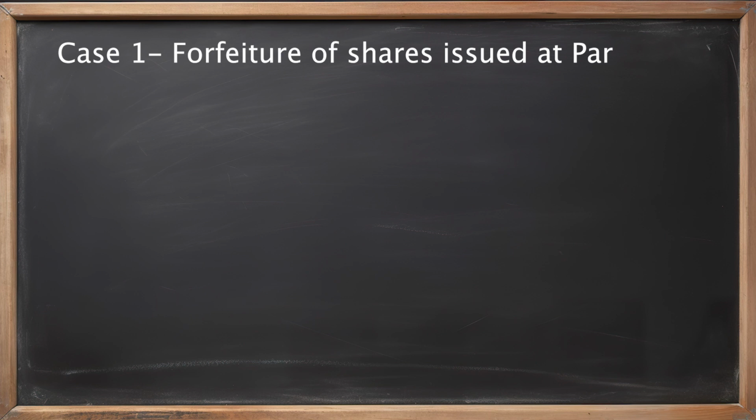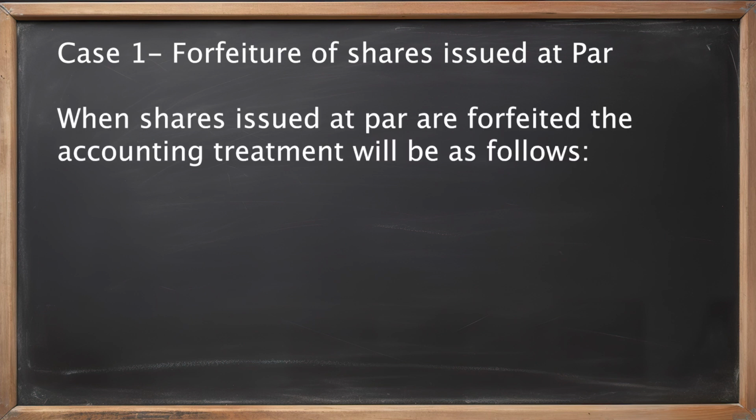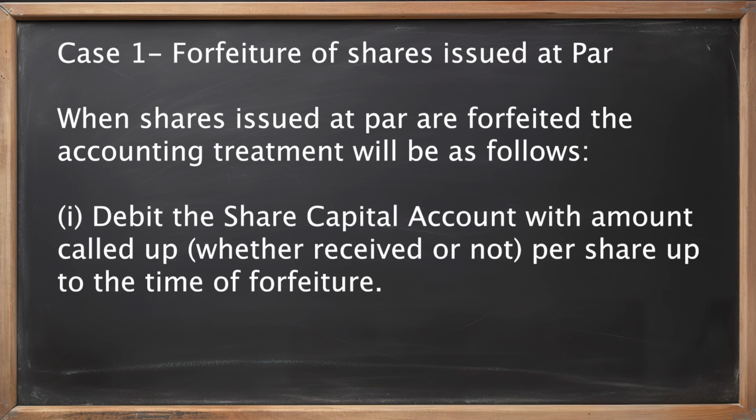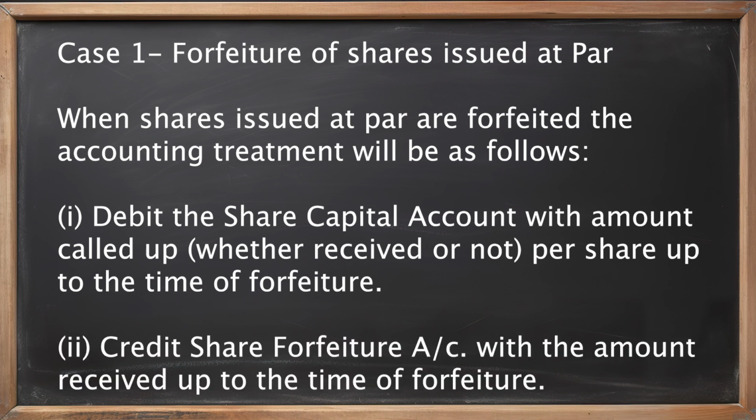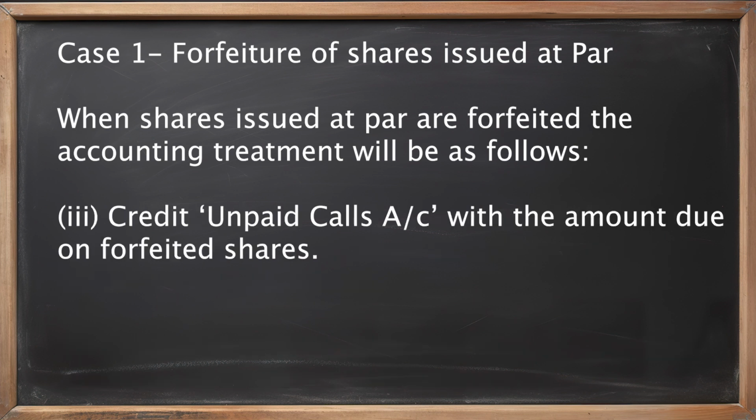Case 1. Forfeiture of shares issued at par. When shares issued at par are forfeited, the accounting treatment will be as follows. Debit the share capital account with the amount called up, whether received or not, per share up to the time of forfeiture. Credit the forfeiture account with the amount received up to the time of forfeiture. Credit the unpaid calls account with the amount due on forfeited shares.